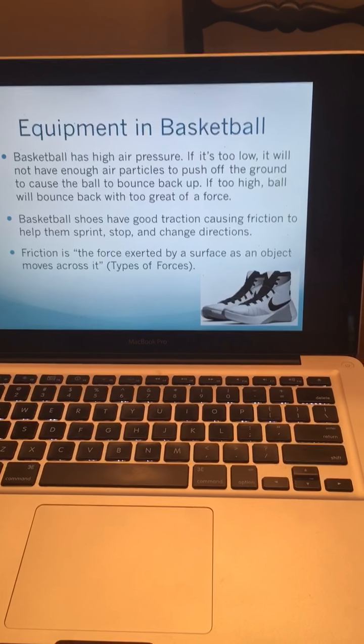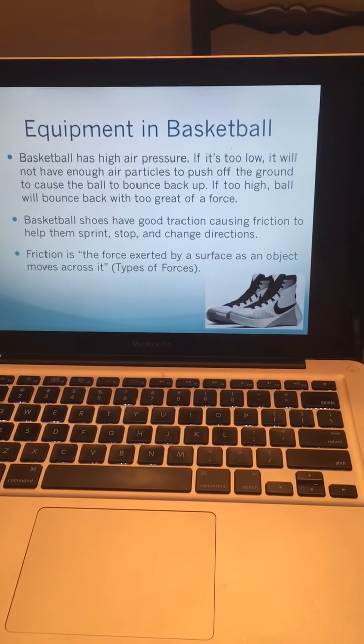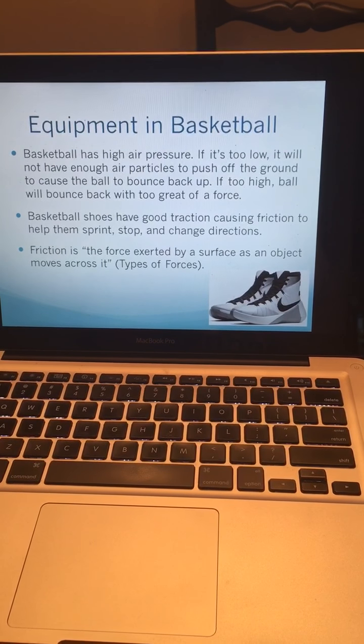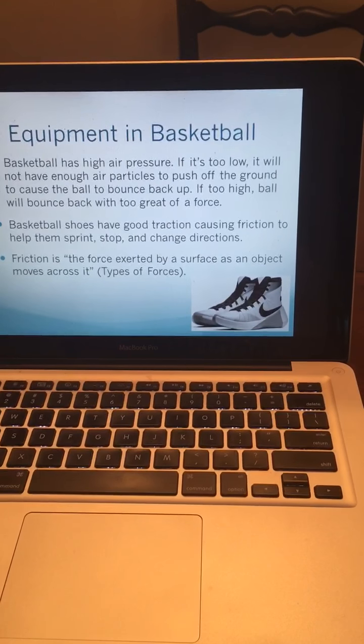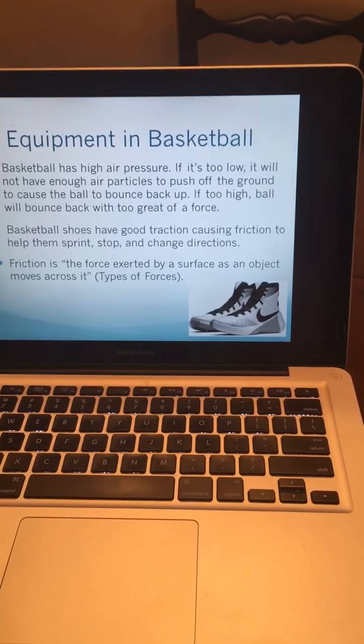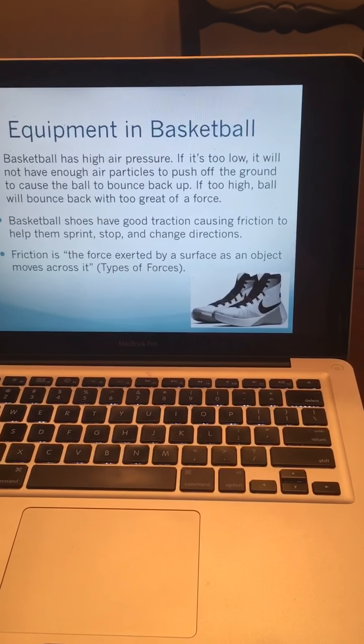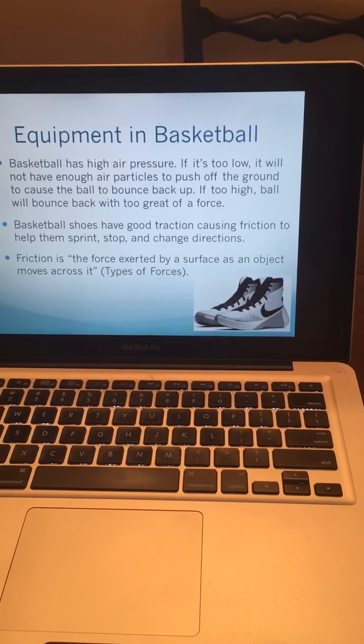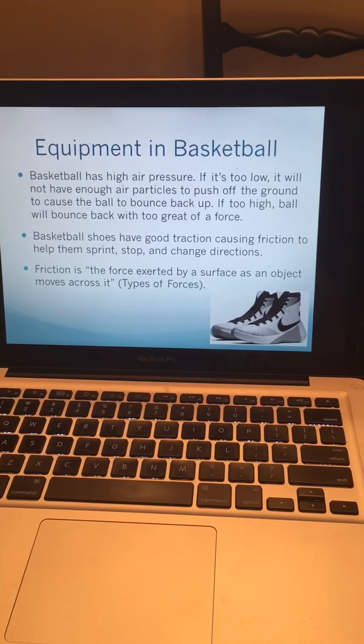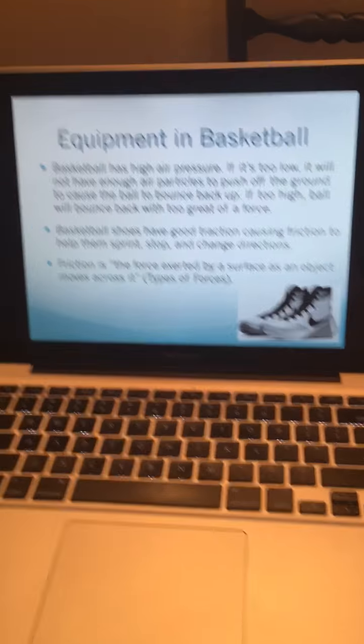Players want good traction between their shoes and the court. Static friction is the force that acts on non-moving objects. A quote from the article Physics in Basketball states, "Static friction allows a player to stop and turn without sliding because the static friction is greater than the sliding friction."